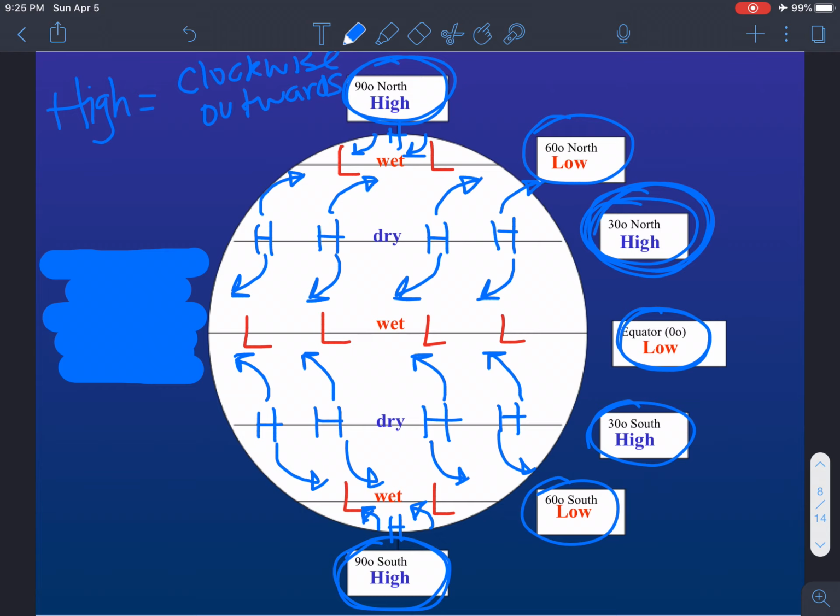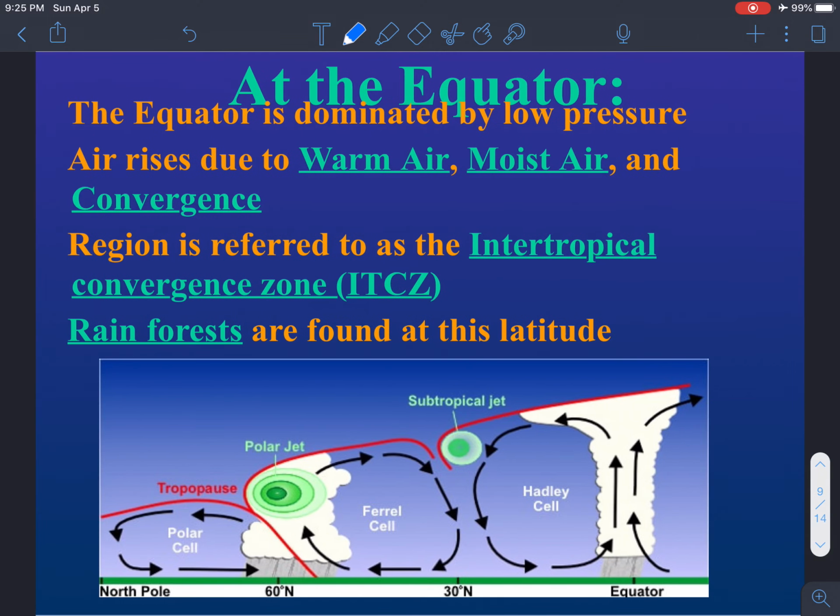So these are the different directions that the wind blows. So these are our planetary wind belts, as well as the moisture belts, so the areas that are wet and dry. Okay, so this is like looking at Earth's surface from the side view. So we're going to focus on the equatorial area, so the equator down here.